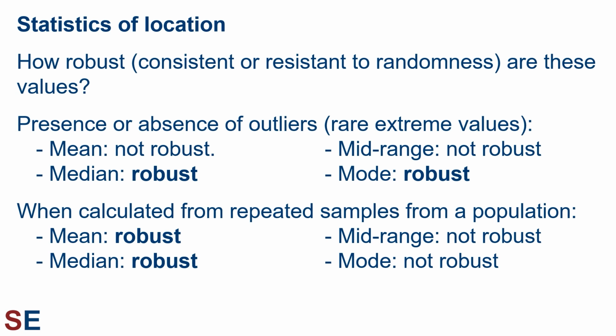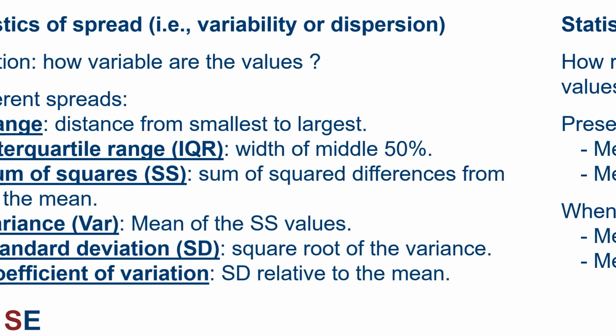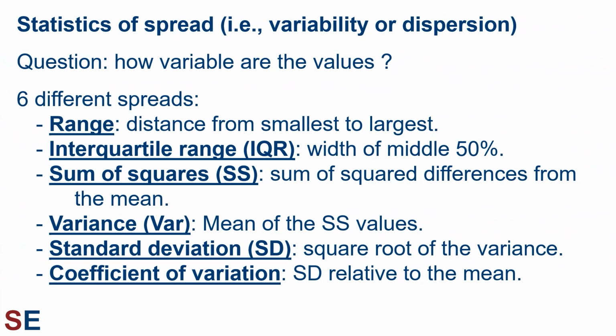Another way to think about how robust something is: how consistent is it when calculated from repeated samples from the same population. In this case, the mean and the median are both robust. Now the mean is robust because it's using the maximum amount of information. It's using the location of every single value. The mid-range is not robust because it's only using 2 values, and the mode, in this case, is also not robust. In particular, if the distribution has a lot of equally common values, the mode might be all over the place in different samples.